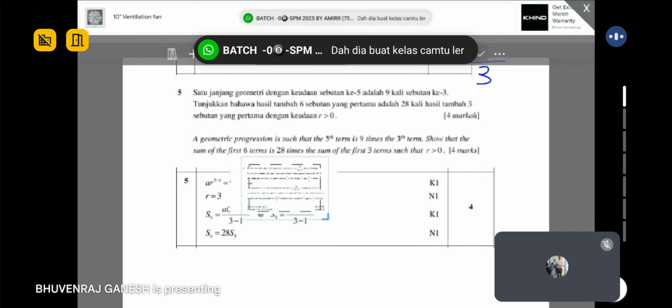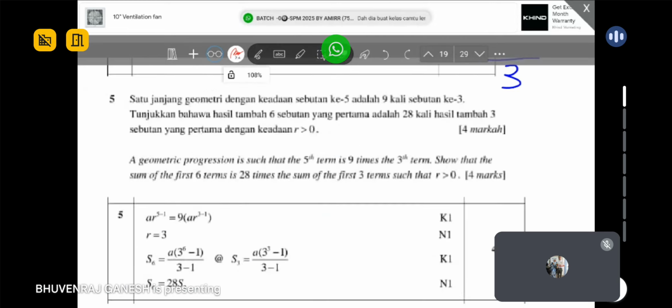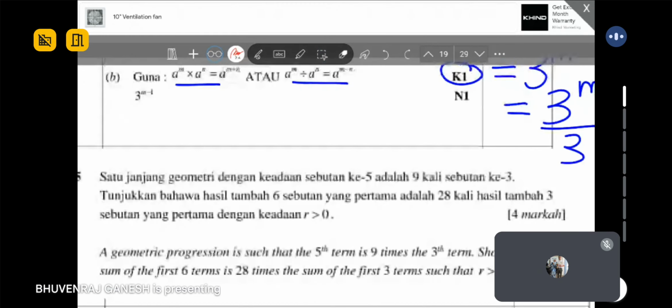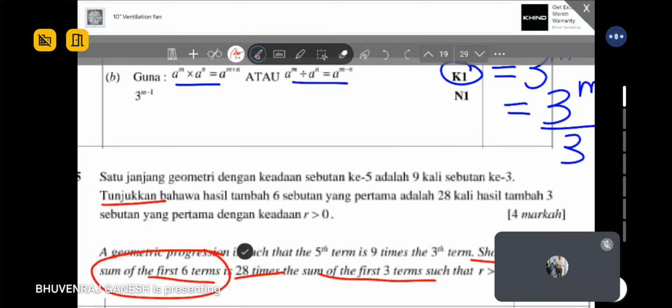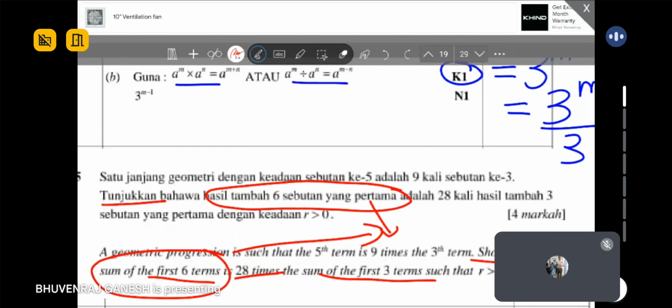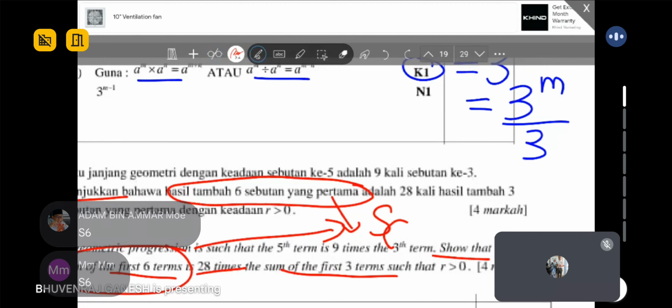Okay. So now we come to question 5. So for question 5, we are talking on progression. Okay. So this question is about showing. Okay. So they want you to show that sum of first 6 terms is 28 times the sum of the first 3 terms. Okay. So guys, sum of first 6 terms. What is the symbol you can write? Yes, you must find S6.